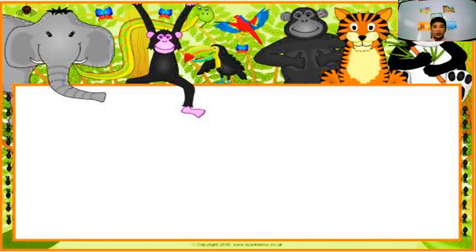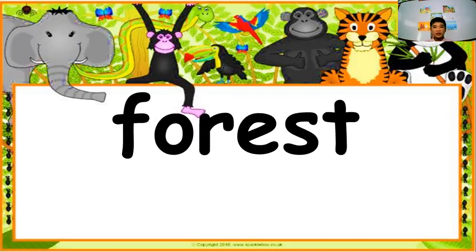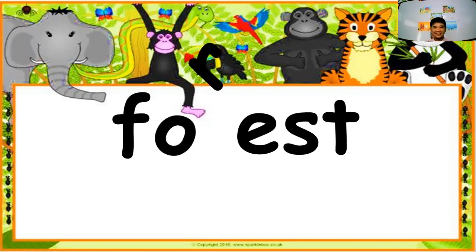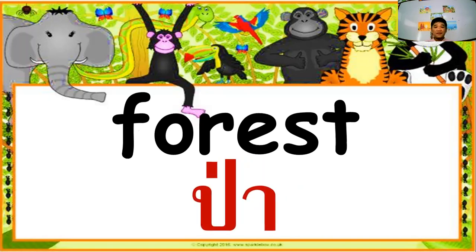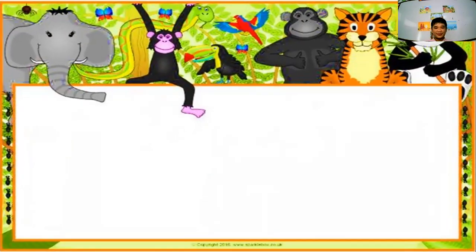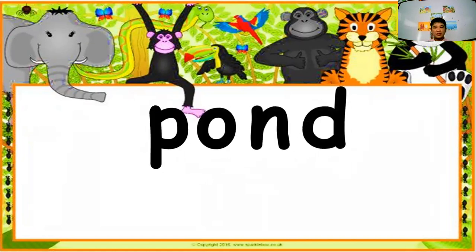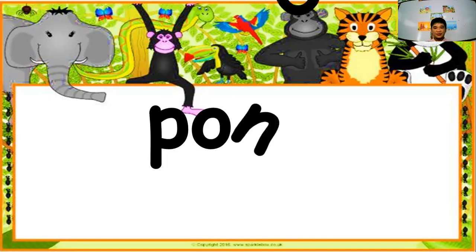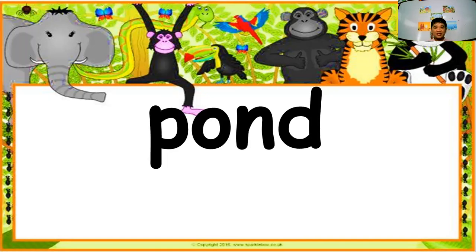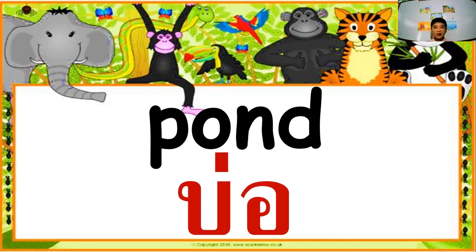Next, we also have forest. Forest. Everybody say forest. Very good. So how are we going to write this in Thai? So this is the meaning of forest if we are going to write it in Thai. All right? Next, pond. Pond. Everybody say pond. Okay, how are we going to write this in Thai? Okay, this is the Thai writing of pond.